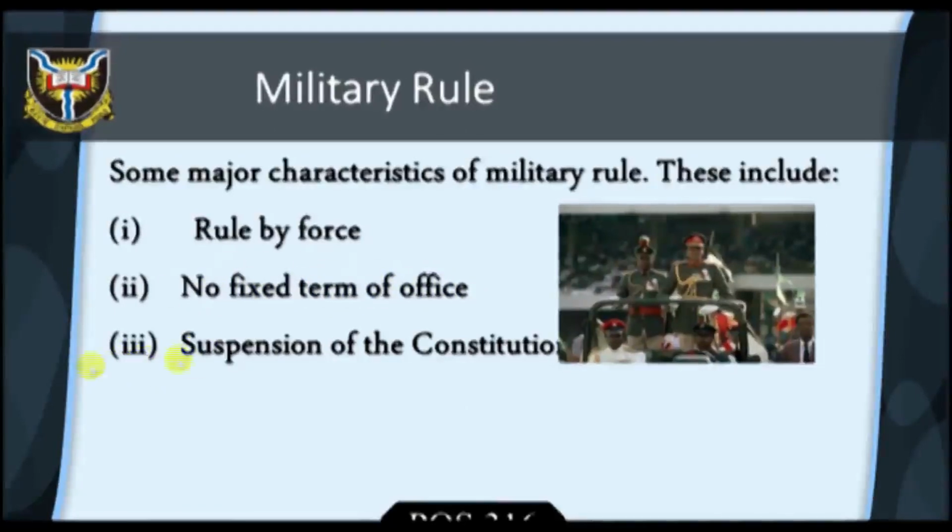3. Suspension of the Constitution. In order to ensure its capability to rule by force, the first thing the military does after seizing power is to suspend the Constitution. For the purpose of comparison, we need to note that most of the developed countries of the world operate constitutionalism or constitutional rule. On the other hand, a country that is experiencing economic growth without constitutional rule is likely to do better under the operation of the constitution.